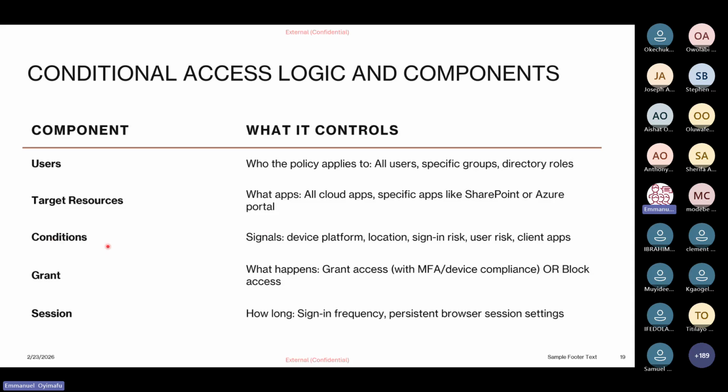Conditions are signals. Those signals I was talking about fall under the condition. If this person is trying to access the Azure portal and the person is signing in from this location, block access. If somebody is trying to sign into the Azure portal and there's likelihood that the account has been compromised, block access. If there's likelihood that the user account is at risk, block access.